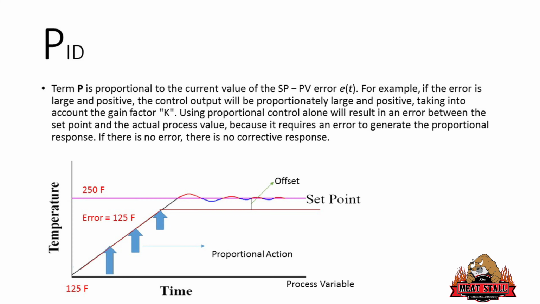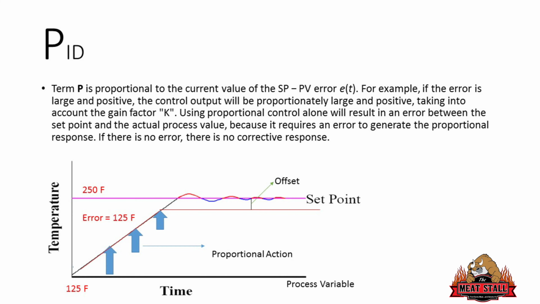If you follow that red line, it goes up and then it settles out right beneath the set point. And here you have your offset. That's the function of proportional control. If you have a controller that's just proportional, that's what it's going to do.